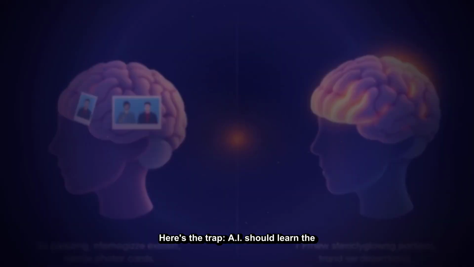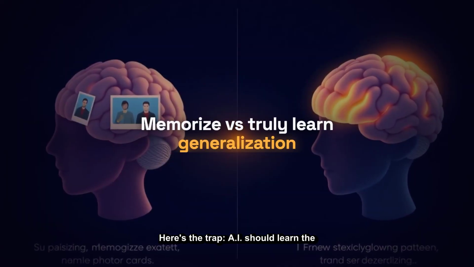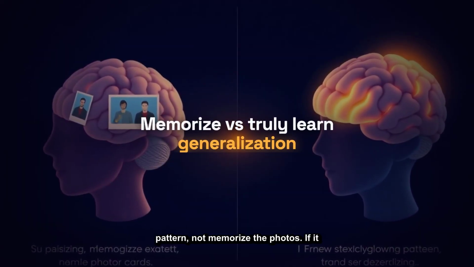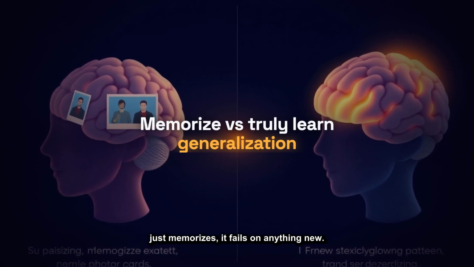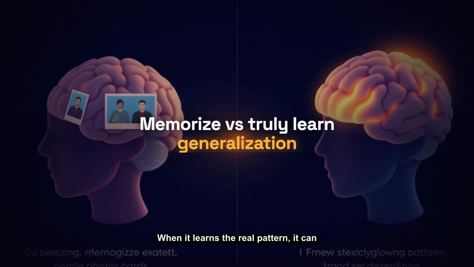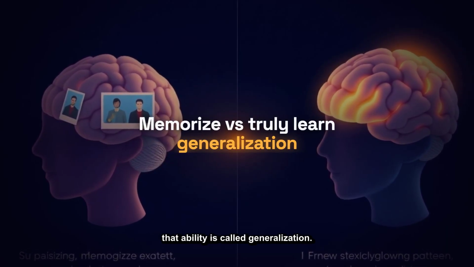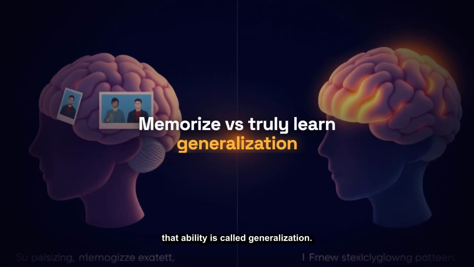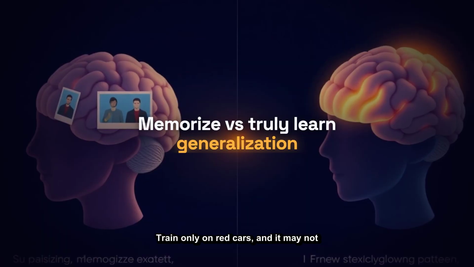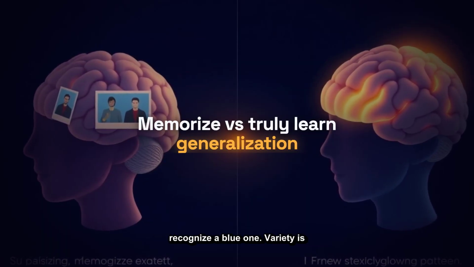Here's the trap. AI should learn the pattern, not memorize the photos. If it just memorizes, it fails on anything new. When it learns the real pattern, it can handle situations it never trained on. That ability is called generalization. Train only on red cars, and it may not recognize a blue one. Variety is everything.